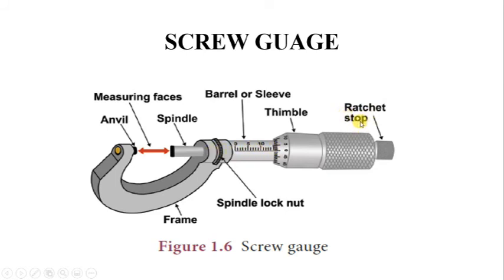There is a ratchet stop, a screw which will stop the further movement of the head scale. So if we screw tight, this head scale altogether moves forward, and the spindle gets closer to this anvil. The object to be measured should be placed between these two ends.